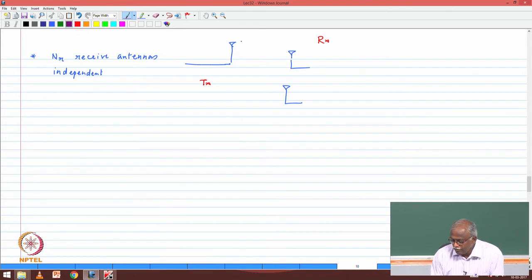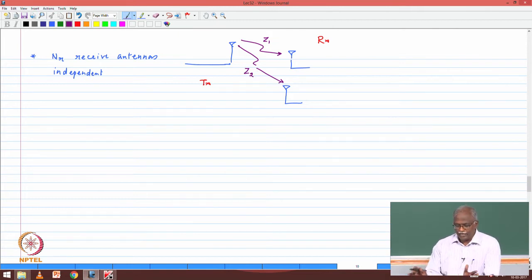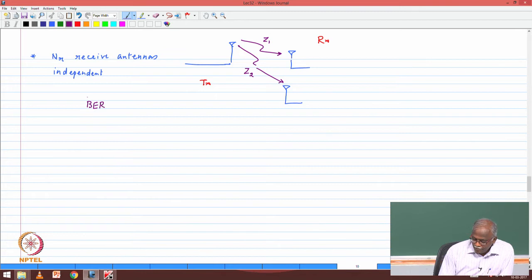Only one signal is transmitted, but it's picked up by the two receive antennas. And what we are saying is this one experiences a Rayleigh coefficient Z1, this one experiences a Rayleigh coefficient Z2, Z1 and Z2 are uncorrelated, or basically independent of each other. So each of these antennas being independent means that the Rayleigh coefficients that they experience are independent of the others.